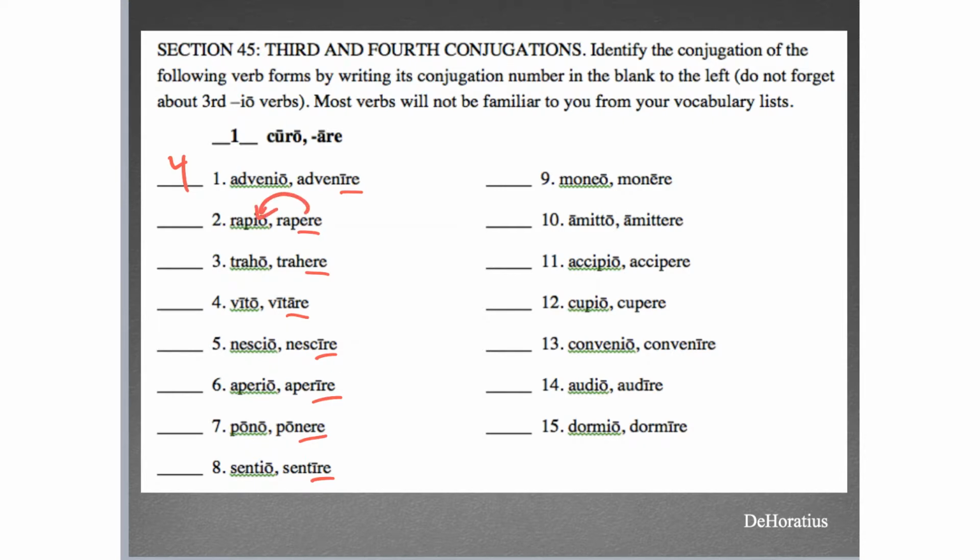So I go to the first principal part, and that is third IO, and you should specify that it's third IO. Number 3, ERE, I go to the first principal part. Straight O, so that means it's third. And then number 4, vito, vitare, that A tells me that it's first. All right, so I'll let you do the rest.